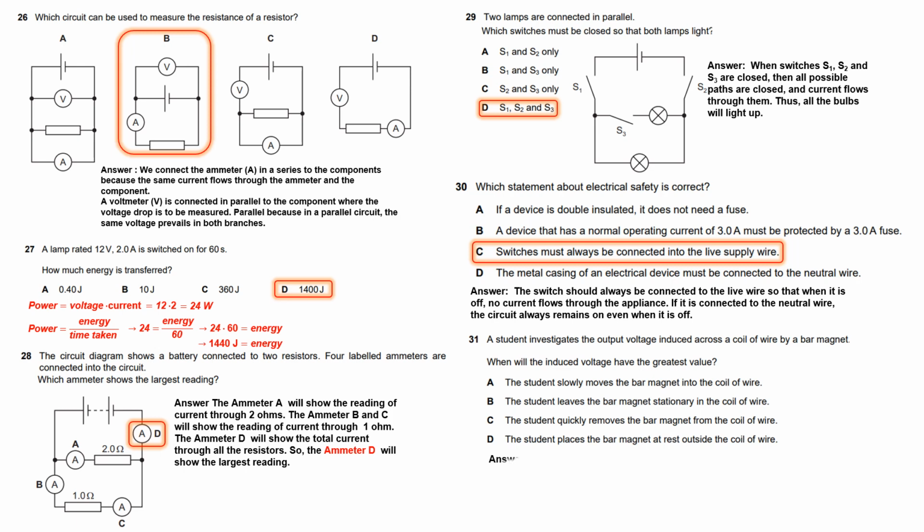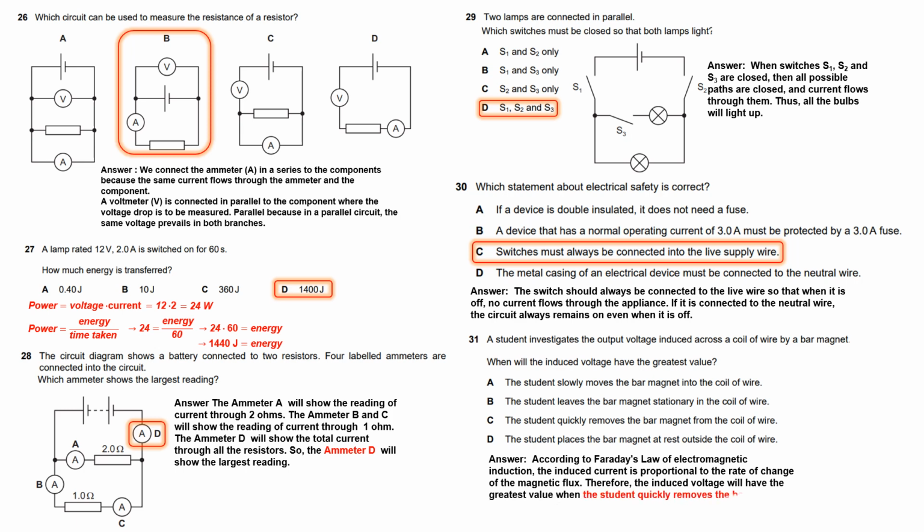Question 31. According to Faraday's law of electromagnetic induction, the induced voltage is proportional to the rate of change of the magnetic flux. Therefore, the induced voltage will have the greatest value when the student quickly removes the bar magnet from the coil of wire.